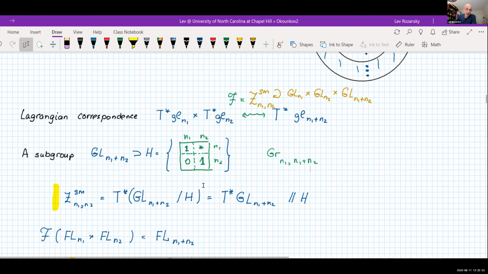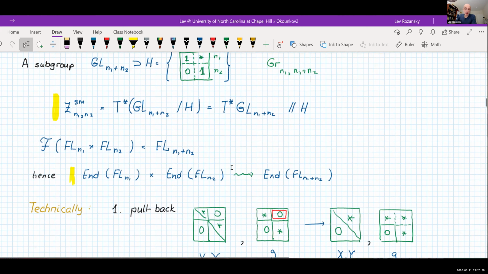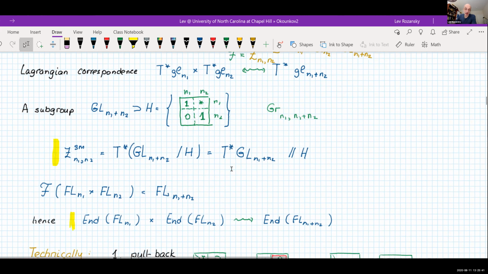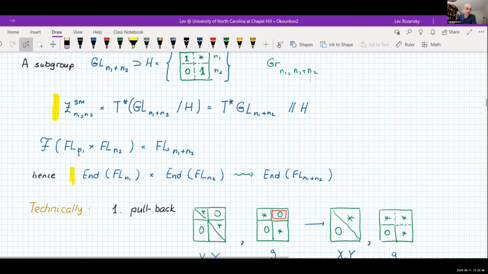That's what it is. So it defines a Lagrangian correspondence. And it's an exercise to see that it will turn the object FL_N1 cross FL_N2 into FL_{N1+N2}. That's an exercise. It will combine two flags sitting in these. It's very natural. A Grassmannian equipped with framings: you put one flag into the subspace, you put the other flag into the quotient, and it combines them into one big flag.